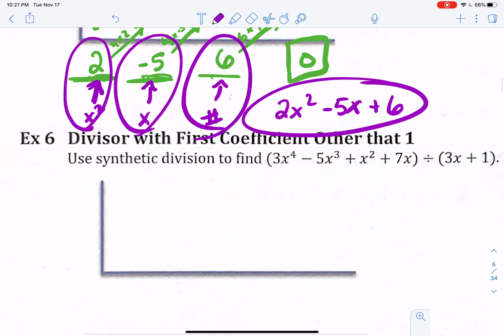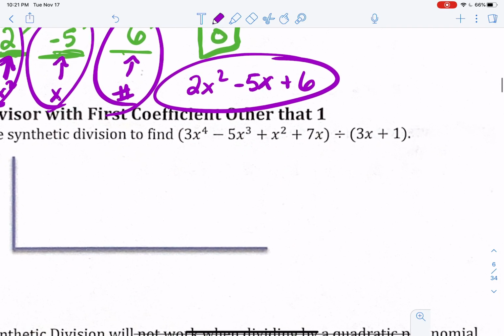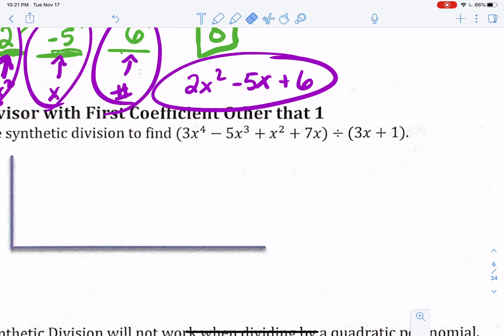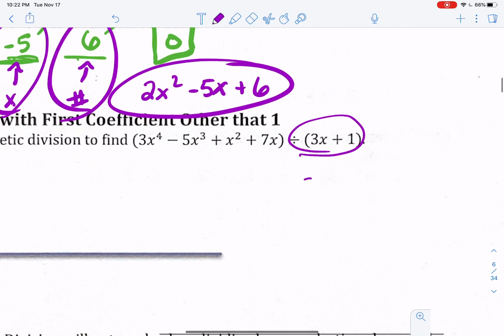Okay, all right, this last example, like example 6, last example. Okay. 3x plus 1 is what we are dividing by, okay? Now, this one's just a little bit more challenging, but we still can do it.